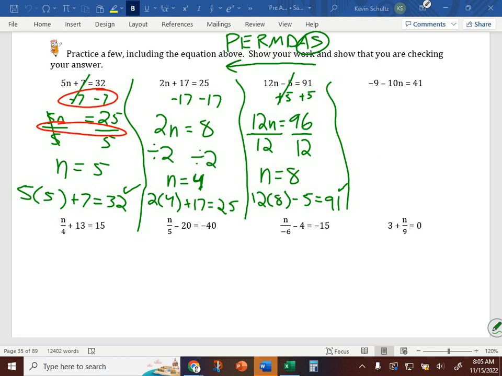Peyton, how do we undo a -9? You're going to do addition. Right. Exactly. To undo this negative 9, you'll be adding 9.